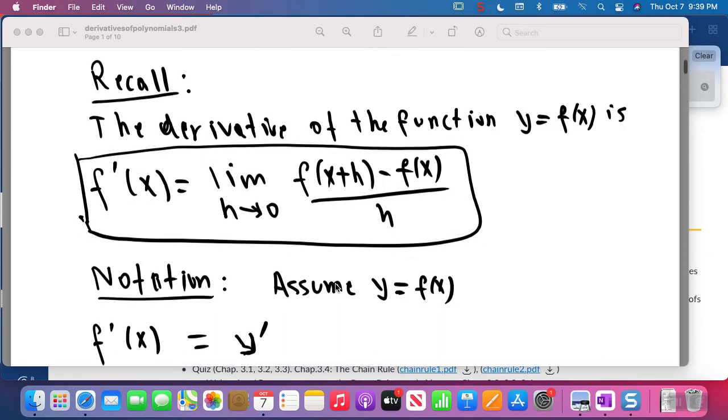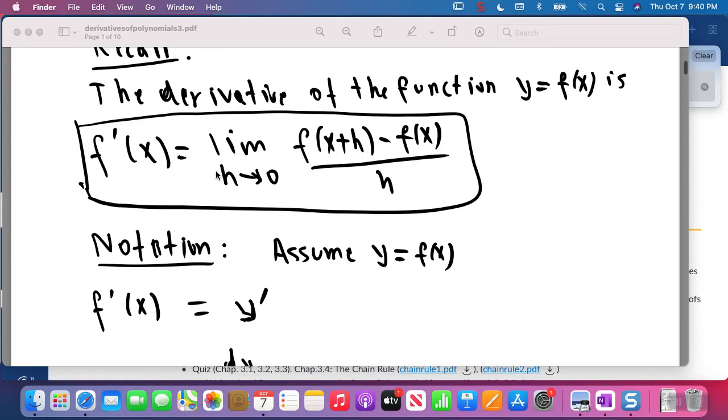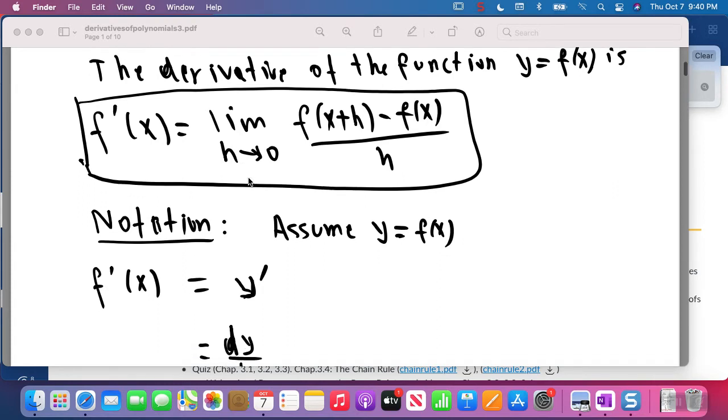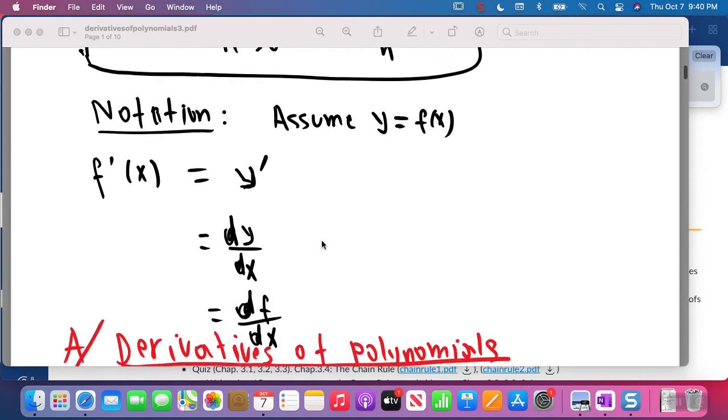So if you recall what we did in chapter 2, we have the definition of the derivative as a limit. So f prime of x equals the limit as h approaches 0 of f of x plus h minus f of x, all divided by h. So we're going to use this definition of the derivative to find the derivatives of polynomials. But let's just clear this out.